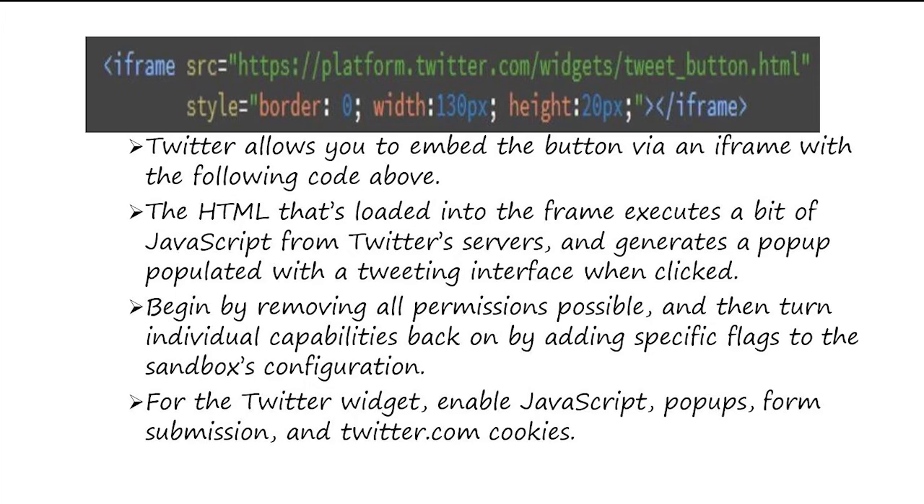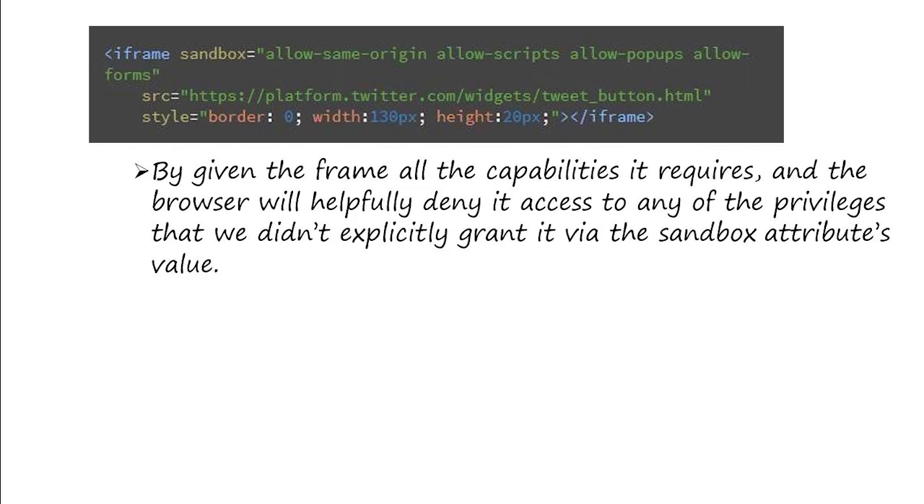So for the Twitter widget, we've decided to enable JavaScript, pop-ups, form submission, and twitter.com cookies. We can do so by adding a sandbox attribute to the iframe with the following value. We've given the iframe all the capabilities it requires, and the browser will helpfully deny it access to any of the privileges that we didn't explicitly grant it via the sandbox attribute value. As you can see, the iframe sandbox equals allow-same-origin, allow-scripts, allow-popups, allow-forms.